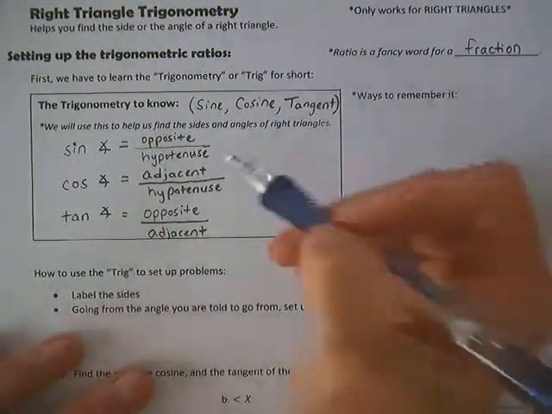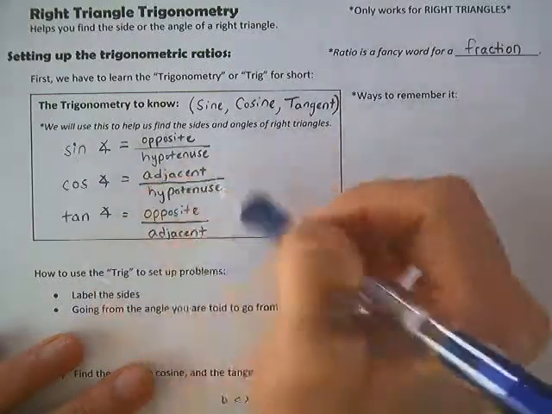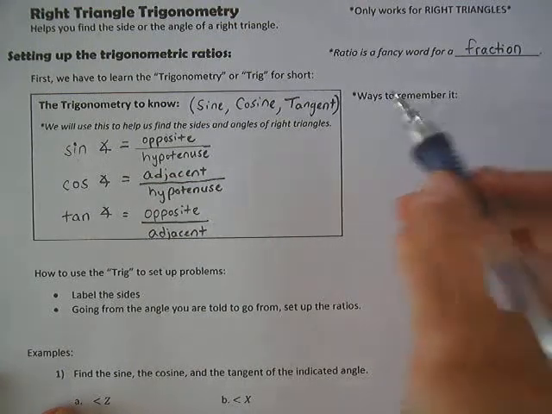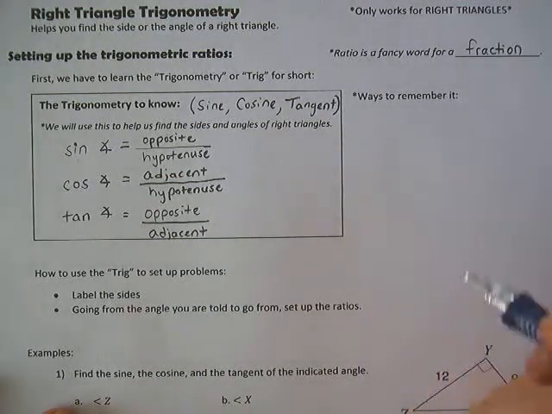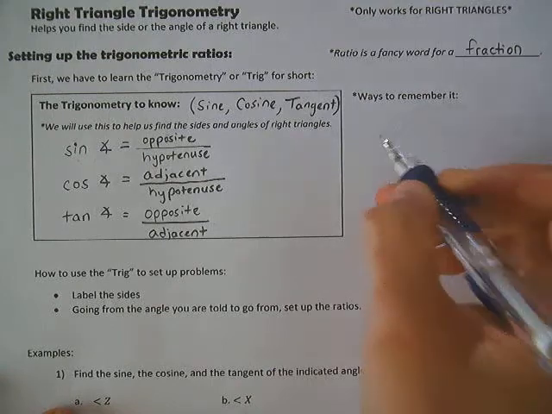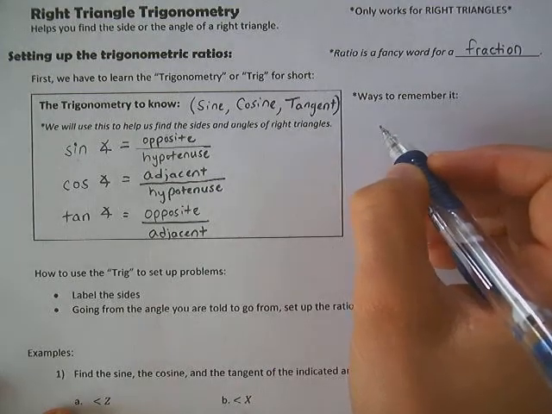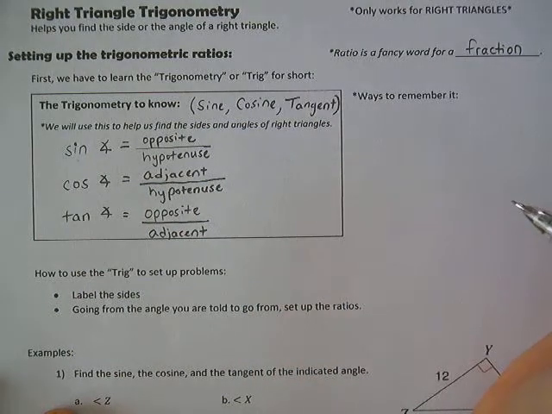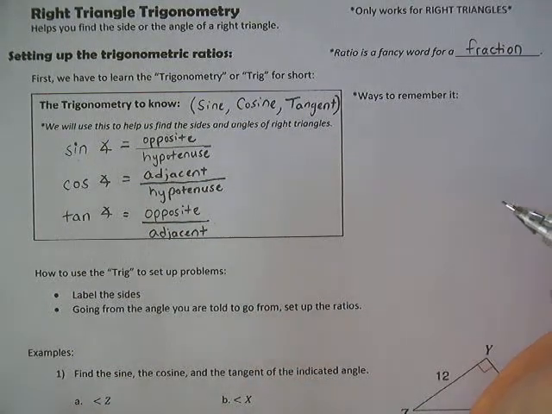A lot of times people don't just memorize it flat out like that. A lot of times they'll remember it with an acronym or a sentence. So we're going to put to the side some ways to remember it. One way that a lot of people remember this trig stuff is by using an acronym. The acronym kind of sounds like a crazy word, but it may help you find a way to get this in your head.